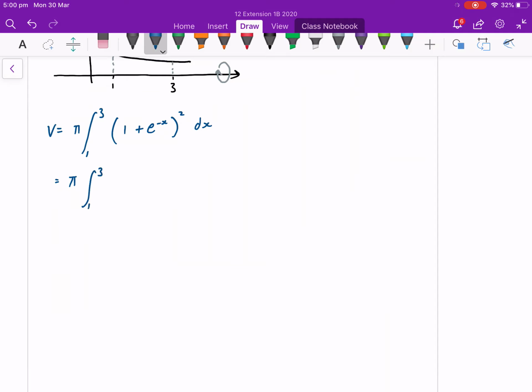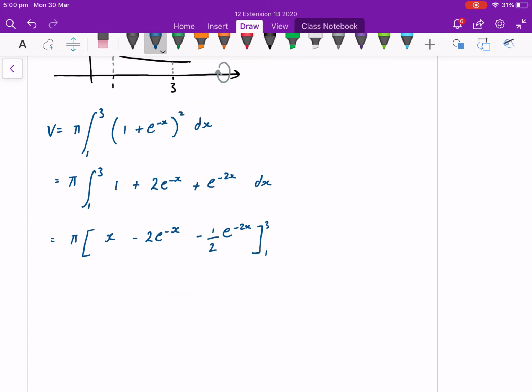So we expand the bracket and we get 1 plus 2 lots of e to the negative x plus e to the negative 2x dx. So now if we go ahead and integrate this, 1 integrates to x. Now 2e to the negative x, the differential of negative x is minus 1, and we divide by that, so we get minus 2e to the negative x. E to the negative 2x, very similar to the previous one, the differential of the power is minus 2, so we divide by minus 2, so we get minus 1 on 2, e to the negative 2x, between 3 and 1.